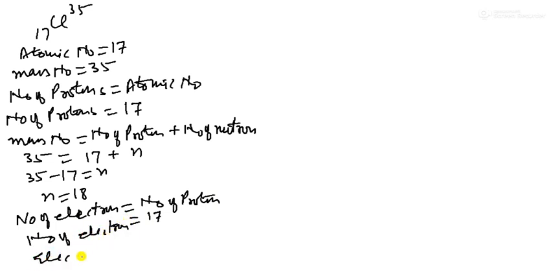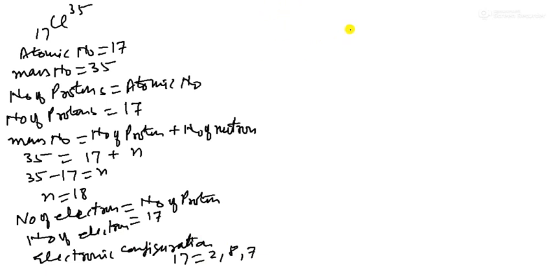Now electronic configuration. It is 17, so 2, 8 and 7. So that is the electronic configuration.